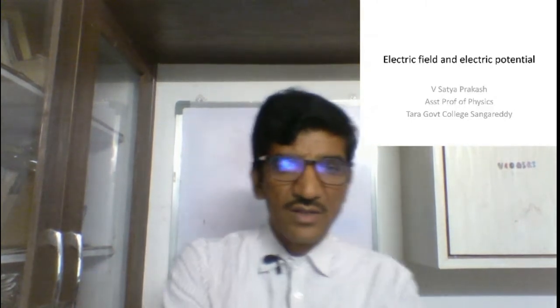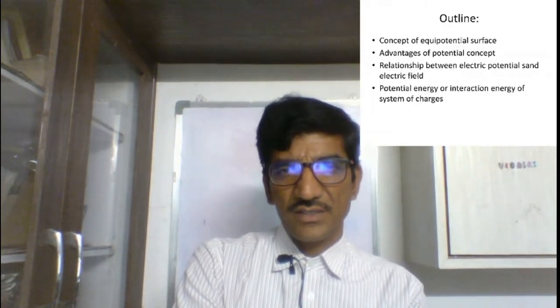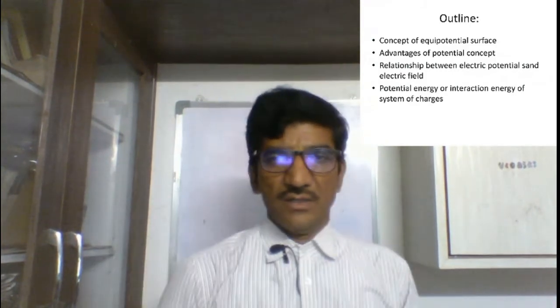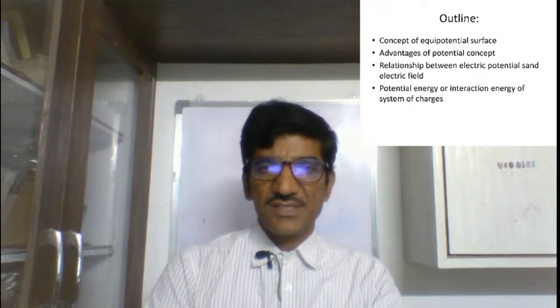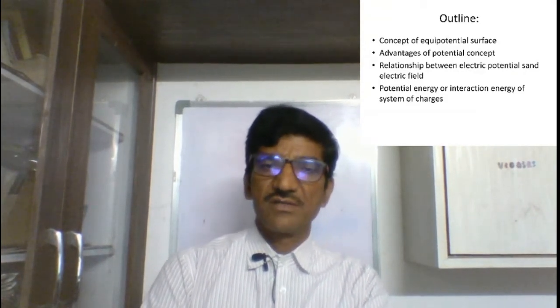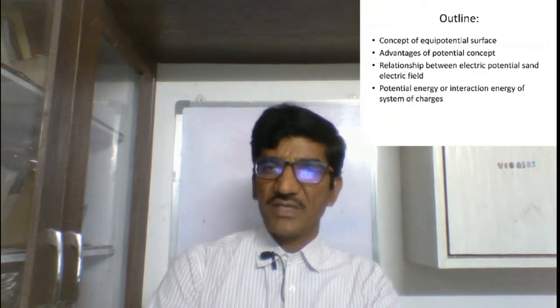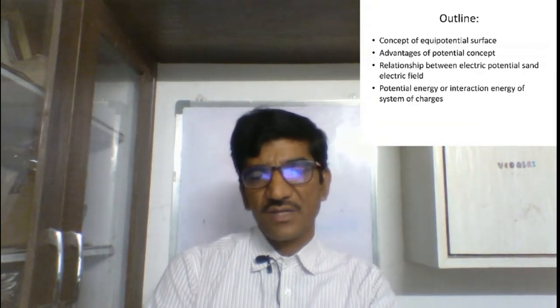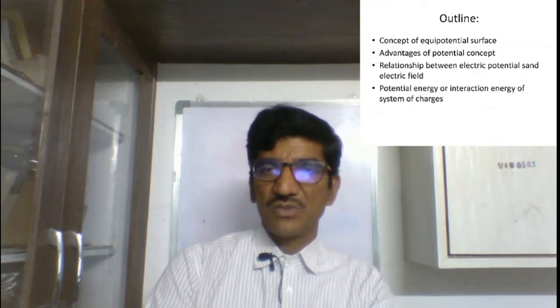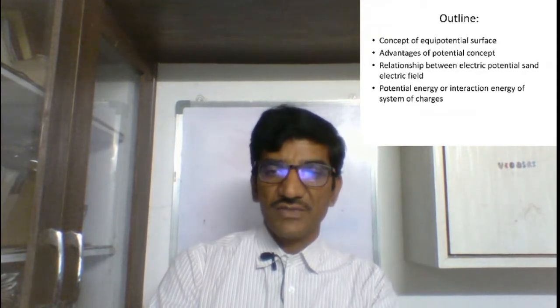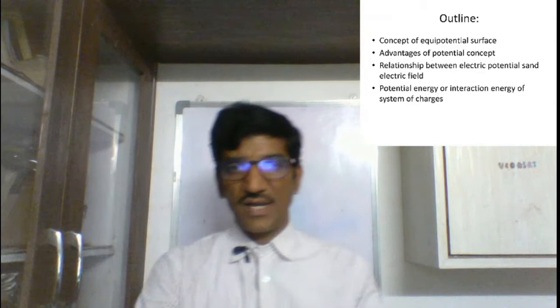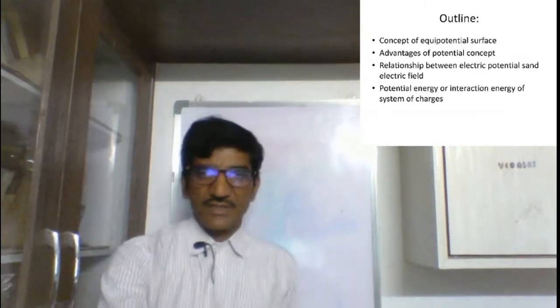Okay, first of all I will give you the plan of today's class. You can see here the outline of today's class. The concept of equipotential surface. We will discuss advantages of the potential concept. Next, the relationship between the electric potential and electric field. And finally, we will discuss the potential energy or the interaction energy of the system of charges. Okay, this is the outline of today's lecture.